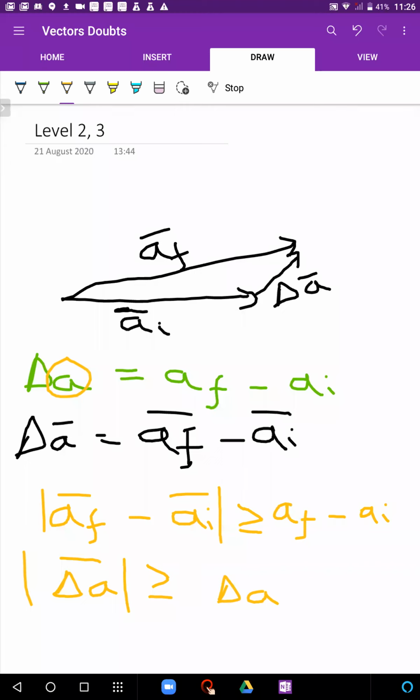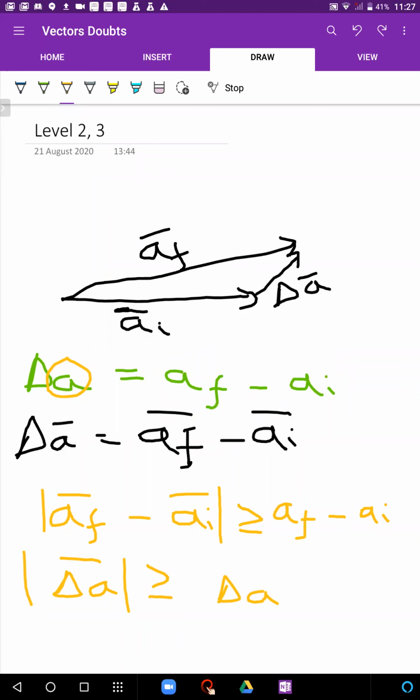Remember, there's no bar over here. मतलब this means change in magnitude of the vector. मतलब it means A final vector का magnitude minus A initial vector का magnitude. So this is only change in the magnitude. Okay, this is only the change in the magnitude of A final and A initial.